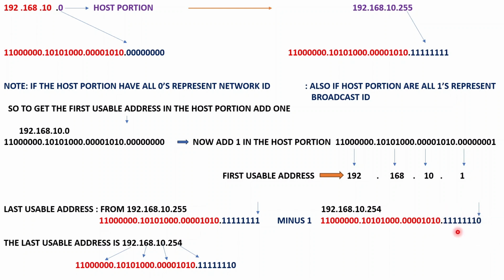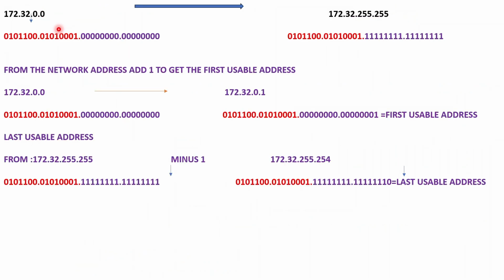So once you convert 11111110 into a decimal number, you are going to get 192.168.10.254. So .254 is the last usable address in our network 192.168.10.0. Very simple. Let us look at the class B network now.